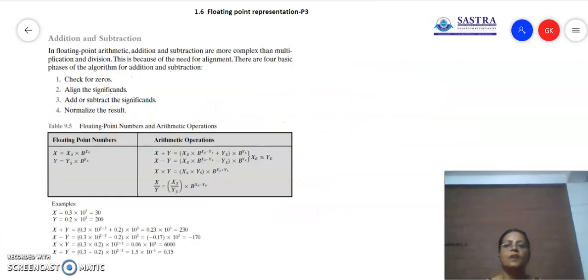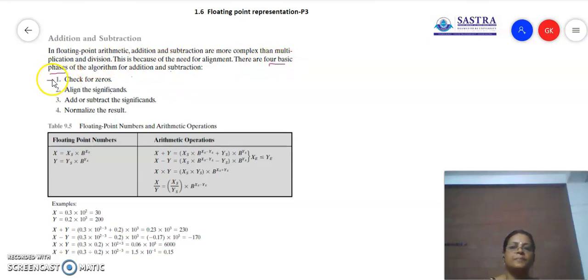Now we will discuss how these floating point numbers can be added and subtracted. There are separate algorithms available to implement all these things, like how we have seen algorithms for addition, subtraction, multiplication, and division for integer numbers. Now for floating point numbers, before getting into the actual algorithm, we will just see the manual procedure. There are going to be four basic phases for doing this addition and subtraction.